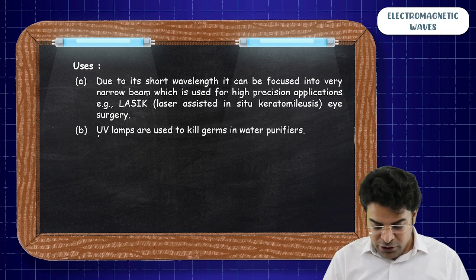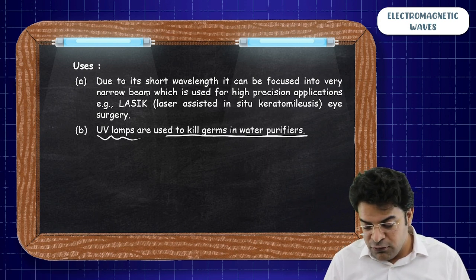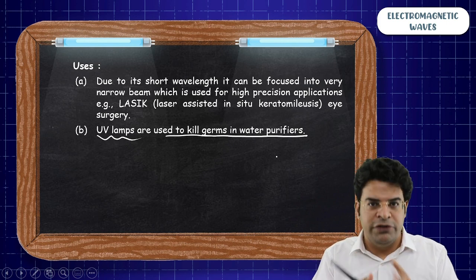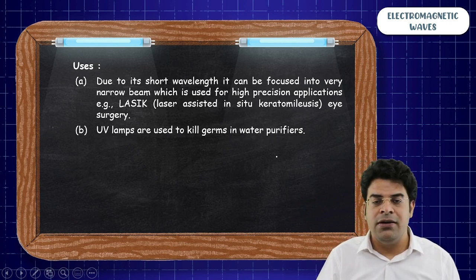Next thing, bachcho. UV lamps are used to kill germs in water purifiers. In all the water purifiers, you will find RO plus UV. Okay, so it is used to kill pathogens.